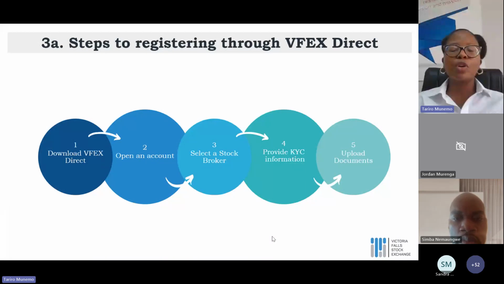All right, and the steps for you to register a VFX Direct account are very simple. The first thing that you're going to need to do is to download your VFX Direct app. This app is available on Google Play Store as well as App Store. So that already means whatever mobile device you have, you're able to download the mobile application. We are also available via the web. So you can simply type into Google VFX Direct and follow the link, and that link will lead you to our web version of VFX Direct.